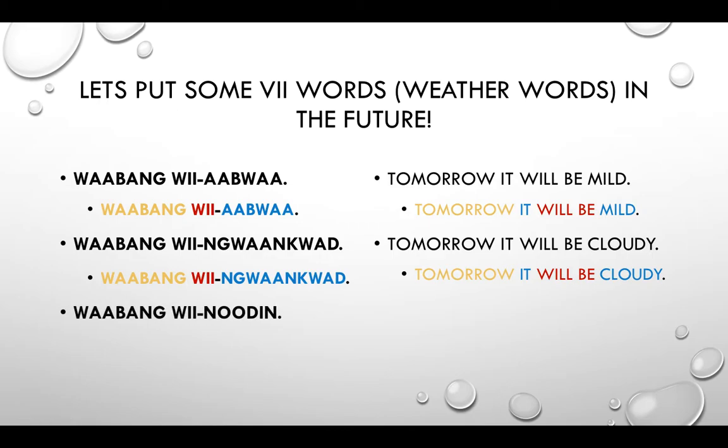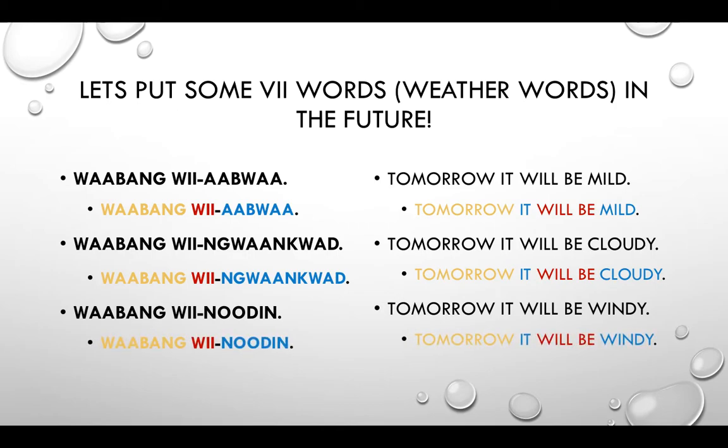Wabang we din. That means tomorrow it will be windy. So again, we can see wabang means tomorrow. We means will be. And then nodin means it is windy. So again, we're not adding anything to the end of our verbs. We're just adding stuff to the front, and it all functions the exact same way for every verb.